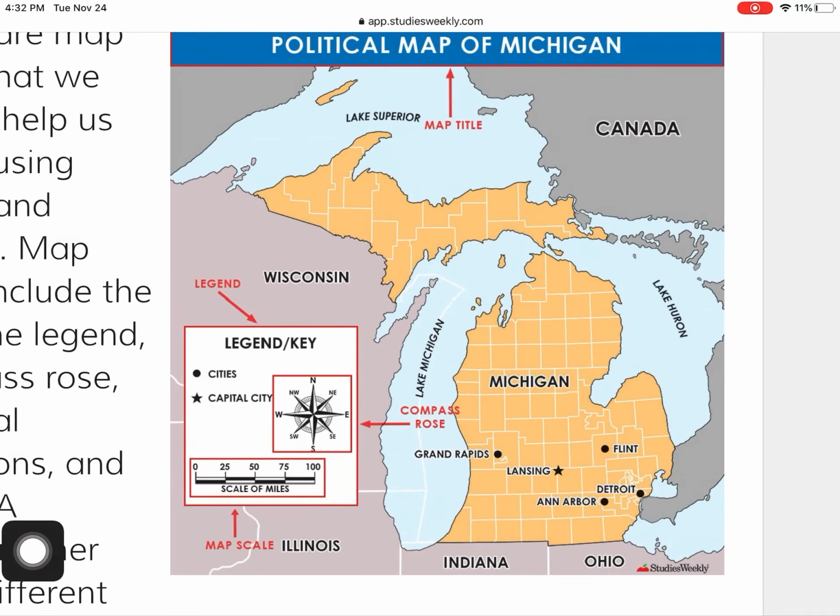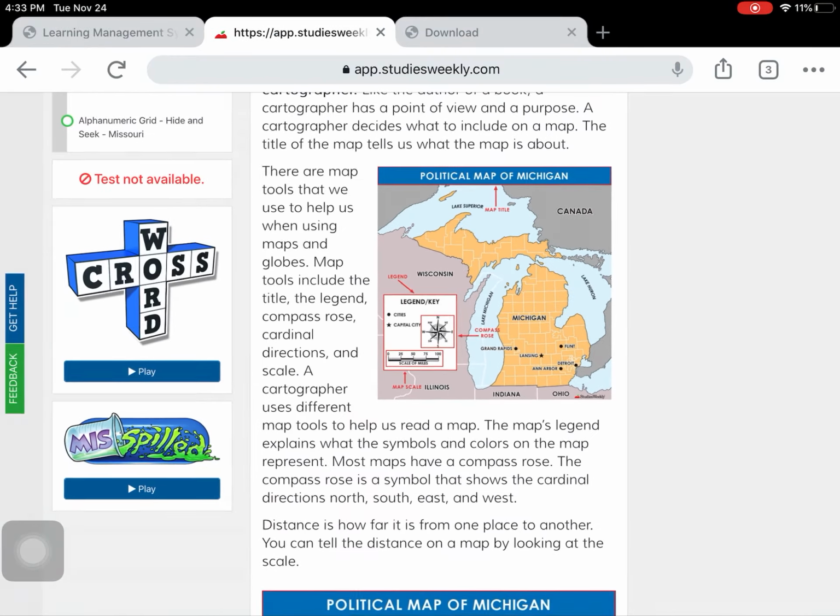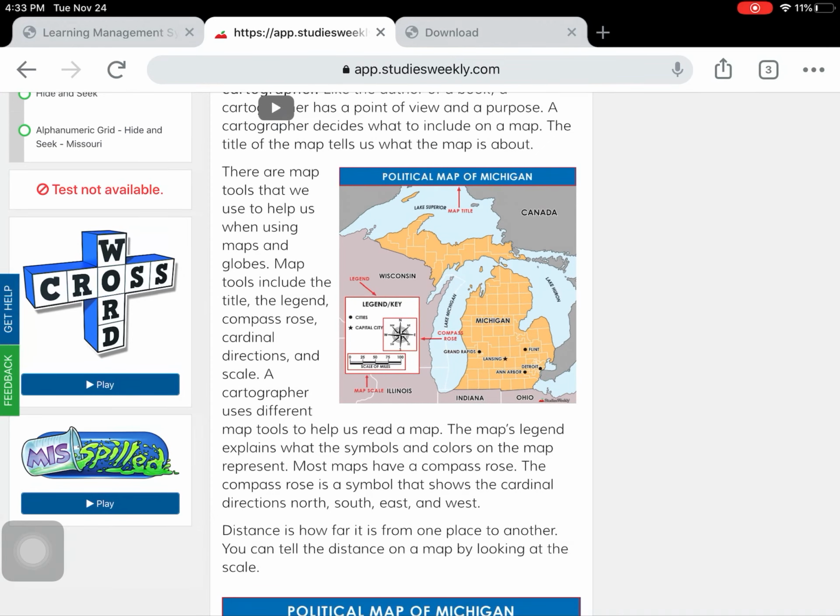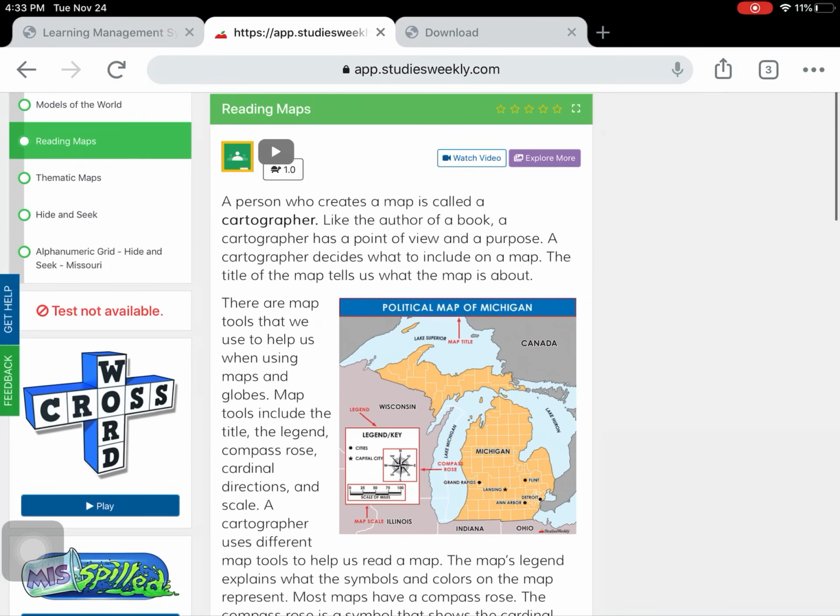And lastly, this small box at the bottom, that is my scale of my map. That helps me understand how big of an area I'm looking at, because if we drew a map the size of Michigan, that would be huge. We wouldn't even be able to fit it anywhere. So we have to make these maps smaller, but we still want to understand how big these areas are. So some key features of a map there. Again, the map title, the map legend, compass rose, and the map scale.